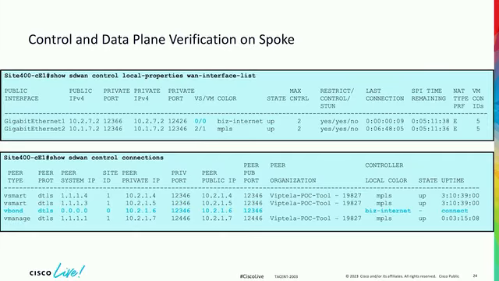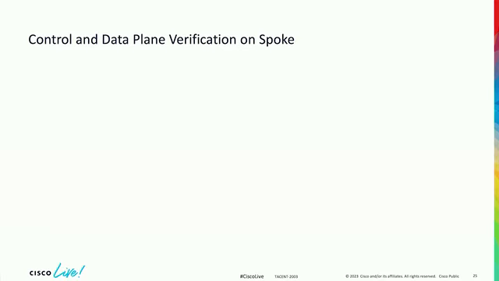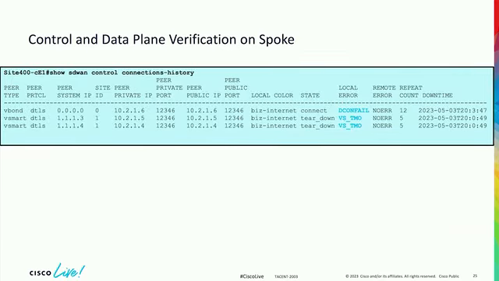From this output, we can clearly see that the device is trying to form the control connections on the biz internet. Now we need to run show sdwan control connections history to see what exactly the local error is. From this output, we can clearly see it is a DCONF and timeout error. What exactly that means is the packets are missing when it's trying to form the control connections.